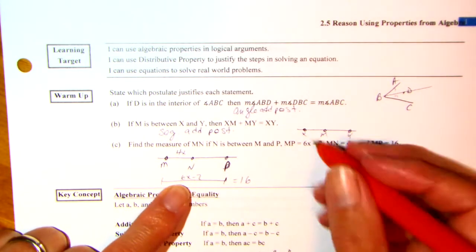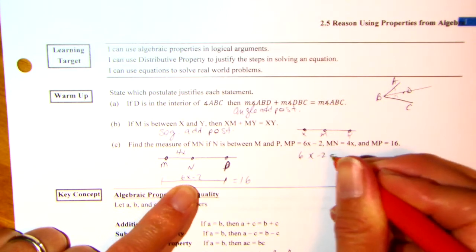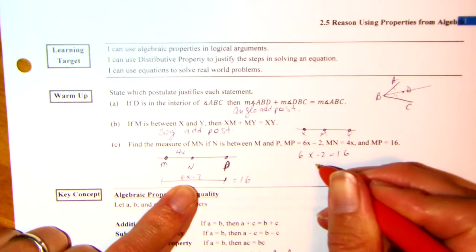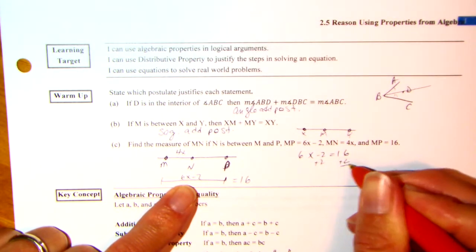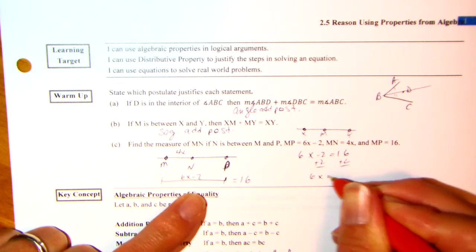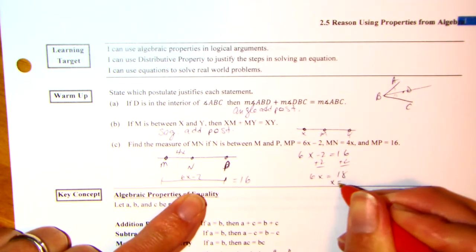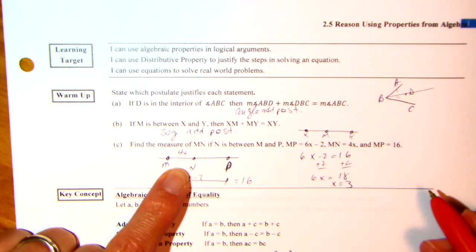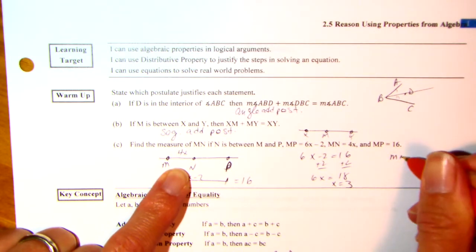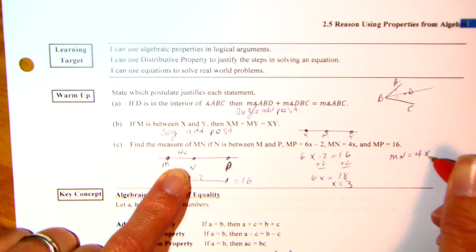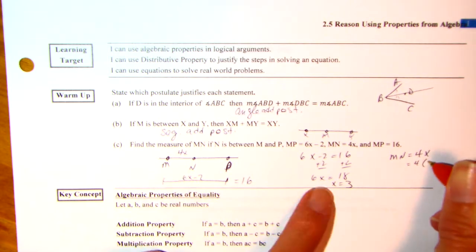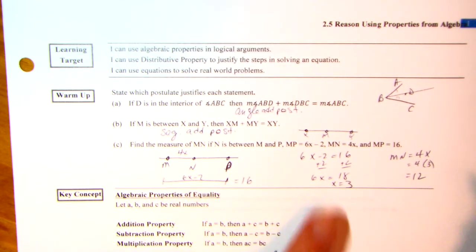All right, here we go. 6x minus 2 is equal to 16. Add 2 to both sides. 6x is equal to 18. X equals 3. Well, MN is 4x, which is equal to 4 times 3, which is equal to 12. So far, so good.